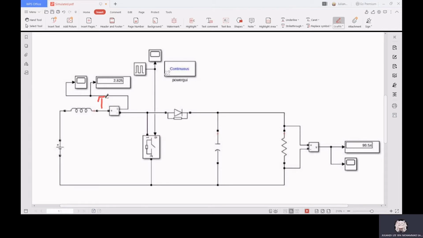Now, the inductor will act as a voltage source. This shows that the anode of the diode is now at a higher voltage than the voltage source.